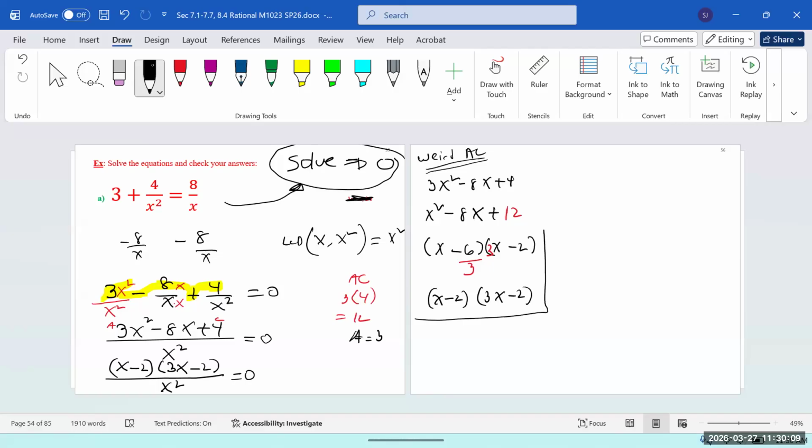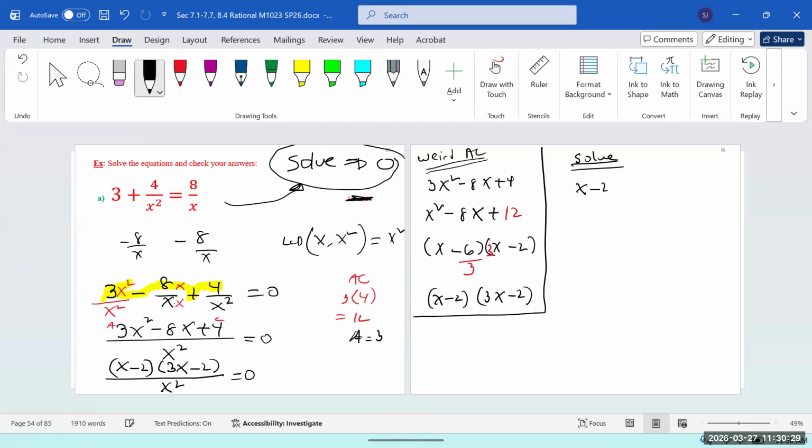And now we are going to solve. So all these things we did was addition and subtraction. We didn't solve anything. We just added and subtracted, right? Now comes solving. When we solve, we just have to care about the numerator.